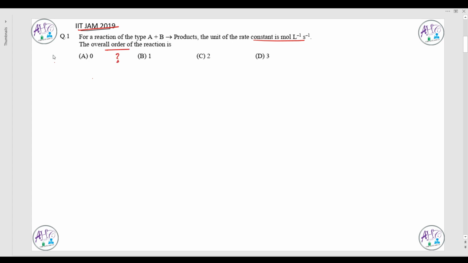So, we know that we have a general formula for the unit of the nth order reaction. The unit of nth order reaction has the formula mole^(1 minus n) liter^(n minus 1) second inverse. So now what we can do is substitute the options one by one.